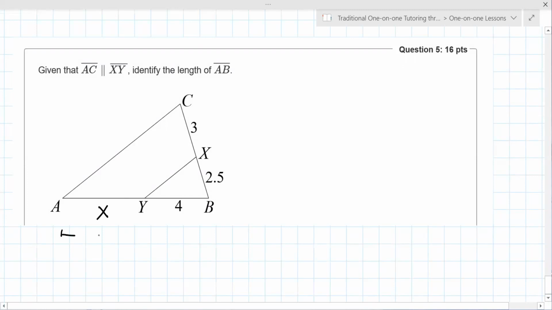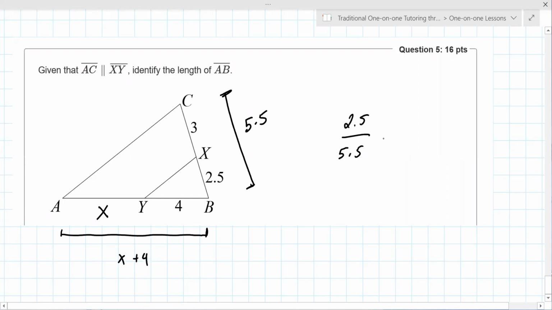So the whole thing, this is how I used to draw it when I was your age, is I would write x plus 4. And then I would also identify the whole length here, which is 5.5. So it's triangle to triangle. It's not like this to this. So it's 2.5 over 5.5 equals 4 over x plus 4.